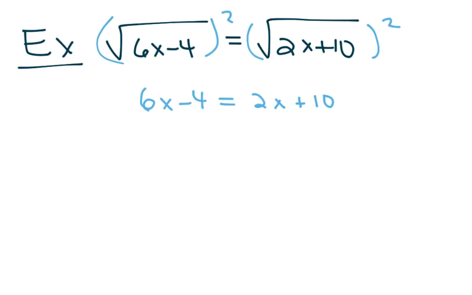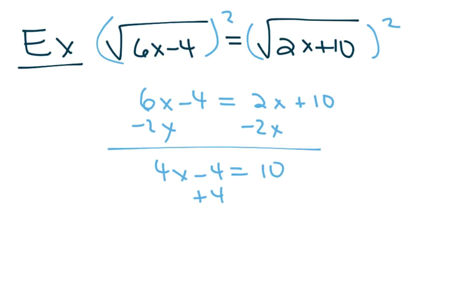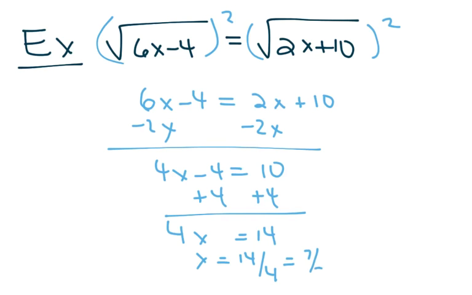All right, so I squared both sides, and I'm going to get my x's on the same side, and then I'm going to get my constants on the same side, and I'm going to find out that x is 14 over 4, which reduces to 7 over 2, or you can say it's 3.5, but either way, if you double check it in the original problem, it works.